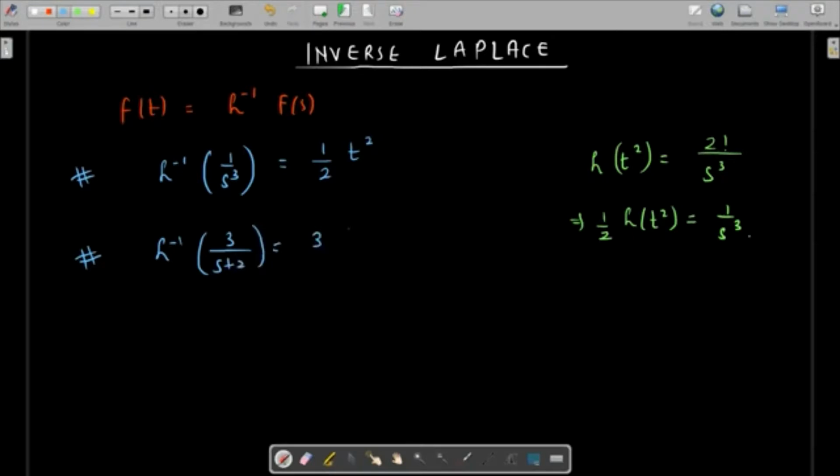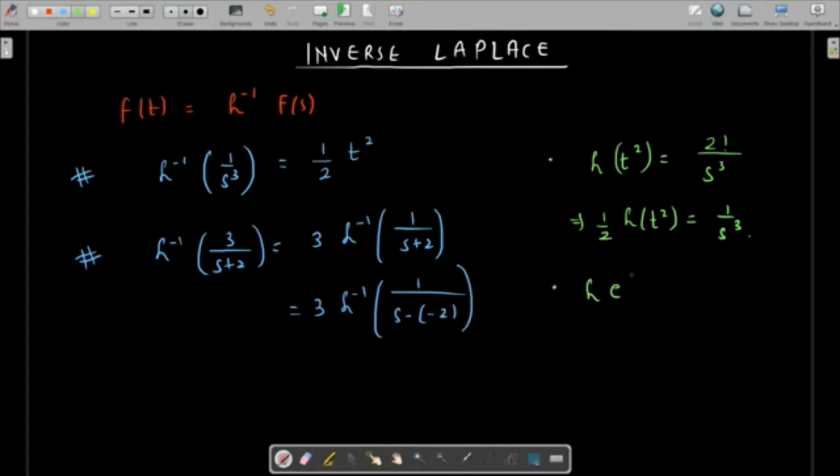Likewise, we have the inverse Laplace of 3 over s plus 2. So 3 is going to come out. We have the inverse Laplace of 1 over s plus 2, and s plus 2 can be written as s minus of minus 2. Now we recall that the Laplace of e raised to at is 1 over s minus a. So this is exactly following the same criteria. The only difference is a is minus 2 over here. So the inverse Laplace is going to be 3 times e raised to, a replaced by minus 2, so e raised to minus 2t.